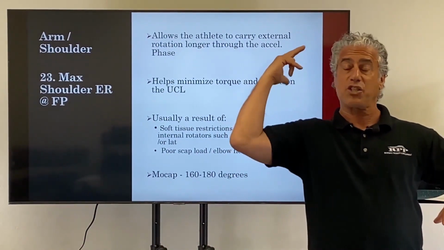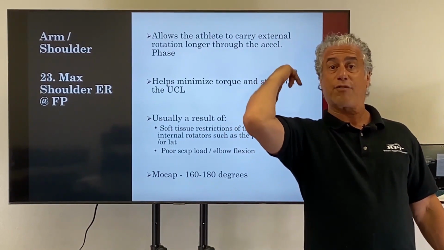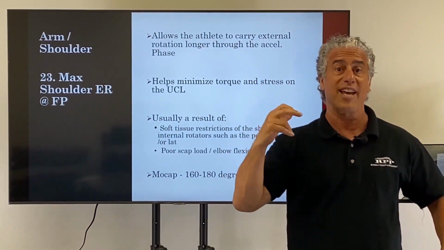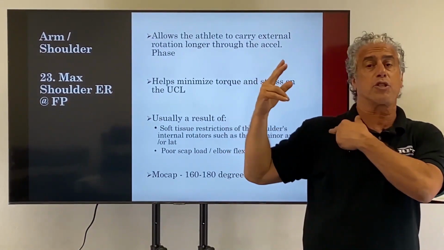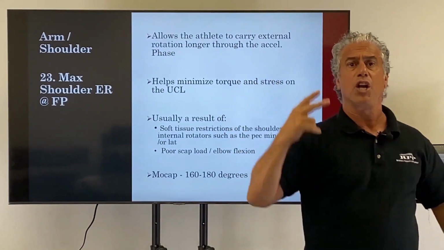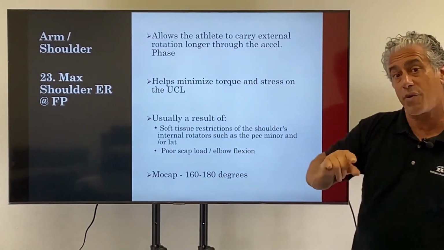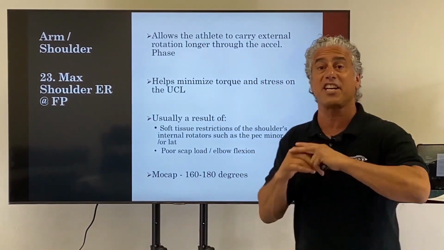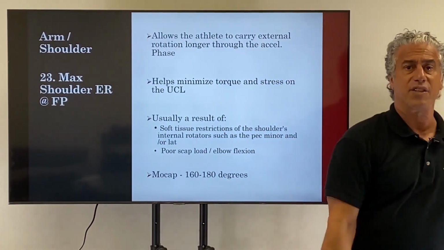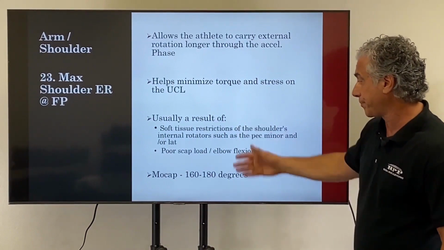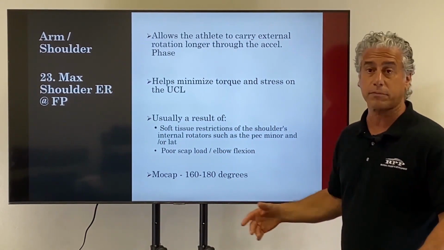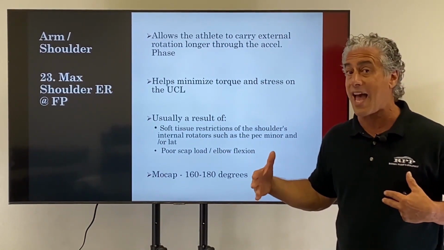You can have good max external rotation, but if you have it early or late, you're going to end up pushing the ball or put stress on the anterior shoulder. We're looking for that max external rotation to be very close to foot plant. And it allows the athlete to carry force for a longer period of time in the acceleration phase. Like I said, it's usually a result of a poor scap load. We will go back and look at scap load.